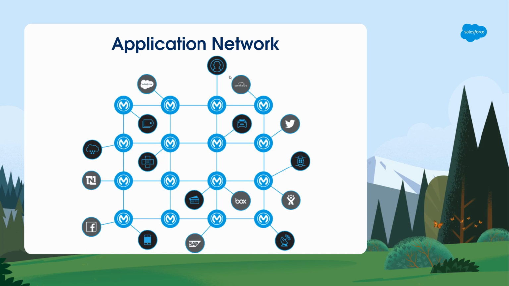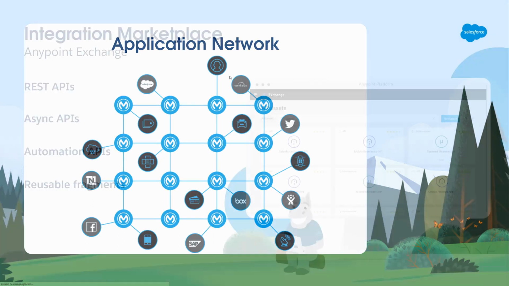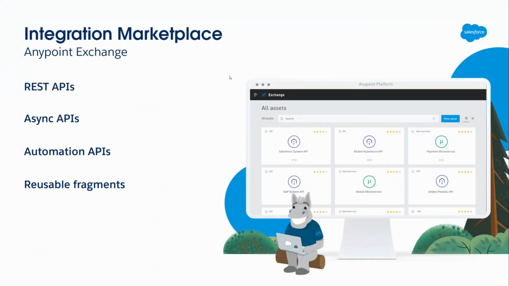And you may be thinking how to achieve this. Of course, there is something like an integration marketplace. Everyone should know that it's called Anypoint Exchange. This is a place with a variety of assets like REST APIs, asynchronous APIs, even automation APIs, more of that later on, and reusable fragments. And many more, of course. This is the first place, for example, where I look whenever I need to design a new API, to see if something similar or exactly what I need is there.